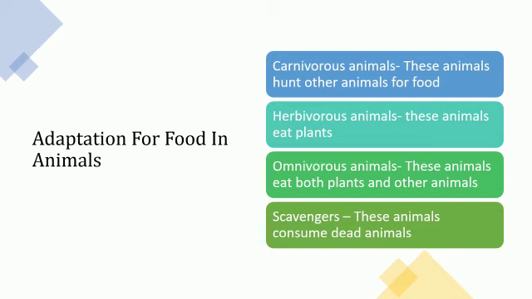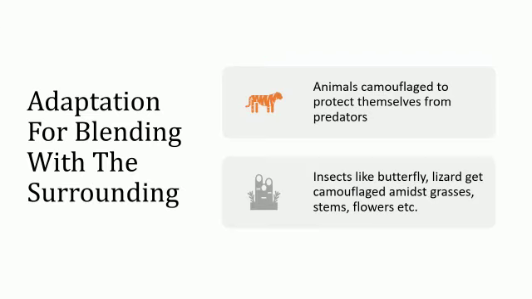Second category is herbivorous animals. These animals eat plants. Their legs are strong, which helps them to run fast and take long leaps. Their teeth are strong to eat tough plant material. Third is omnivorous animals. These animals eat both plants and other animals. Scavengers is the fourth category, and these animals consume dead animals.